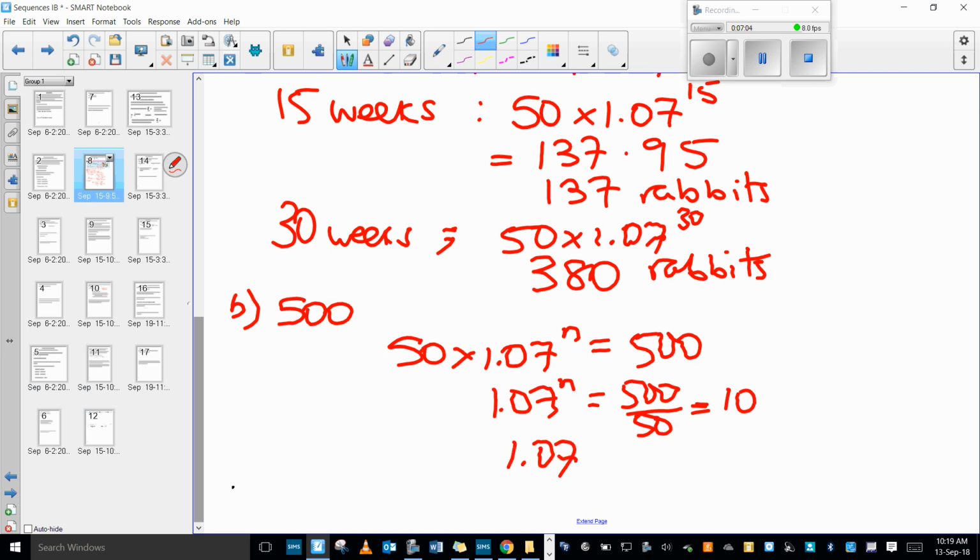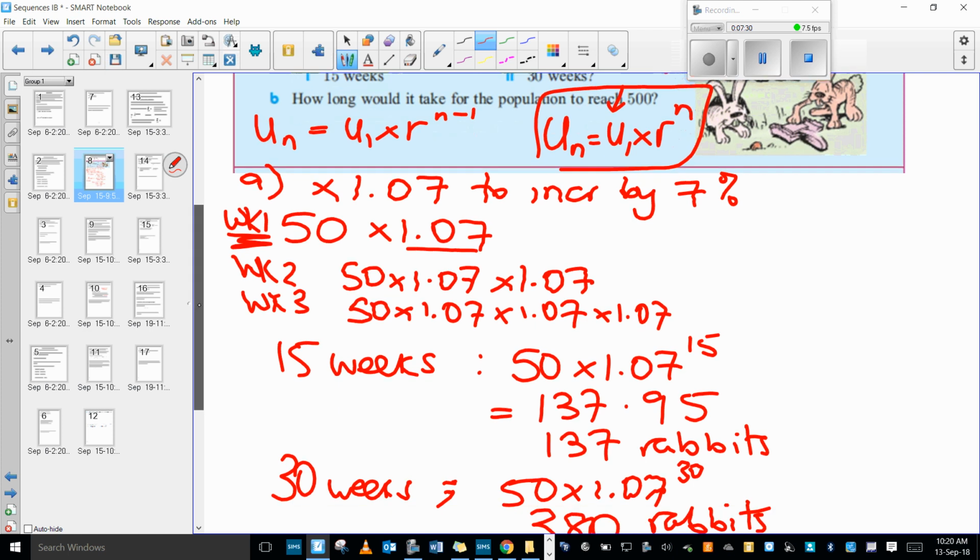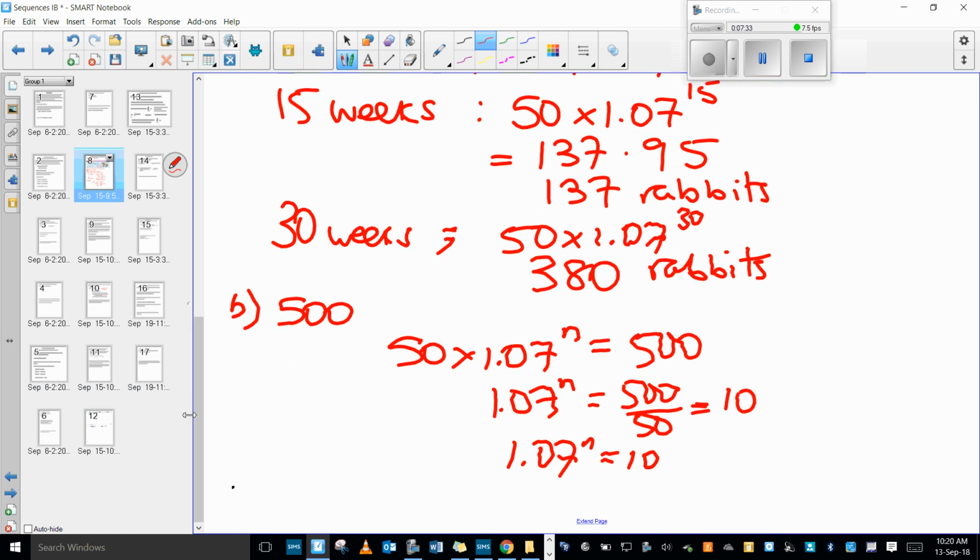Now, as I said, if you did logs before and you remember how to solve these things, you can go for gold and try your log method. Otherwise, because we haven't learned logs yet or haven't revised it yet, just guess and check. So chuck a number in, see which one gets you as close to 10 as possible. It has to reach 500, so we do have to make sure that it is more than 10, not close to 10.